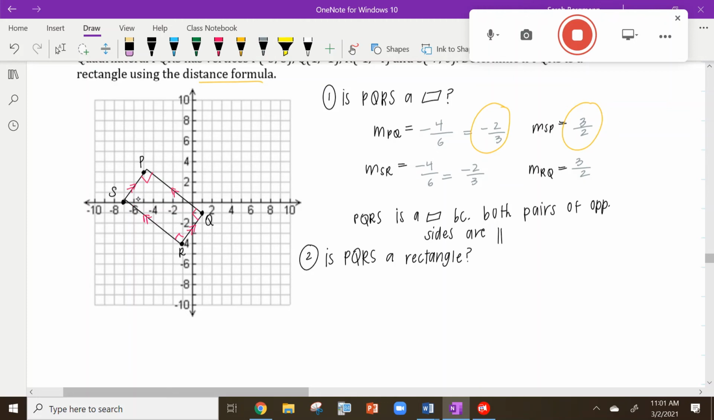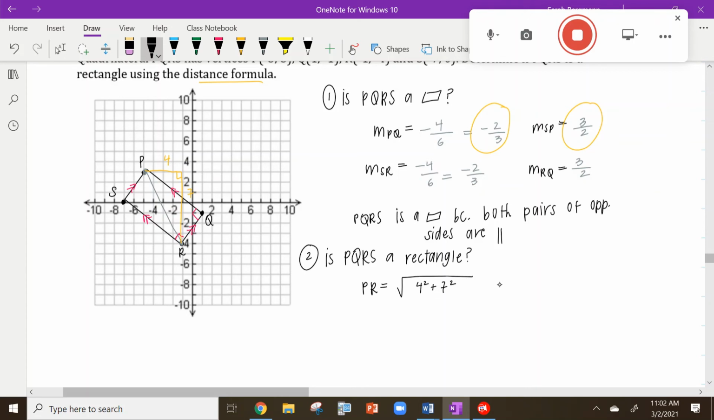We will do that by finding the diagonals. So we'll find the distance from P to R. We can draw a right triangle if we want. That right triangle has the legs of 4 units and 7 units. So PR is equal to the square root of 4 squared plus 7 squared.